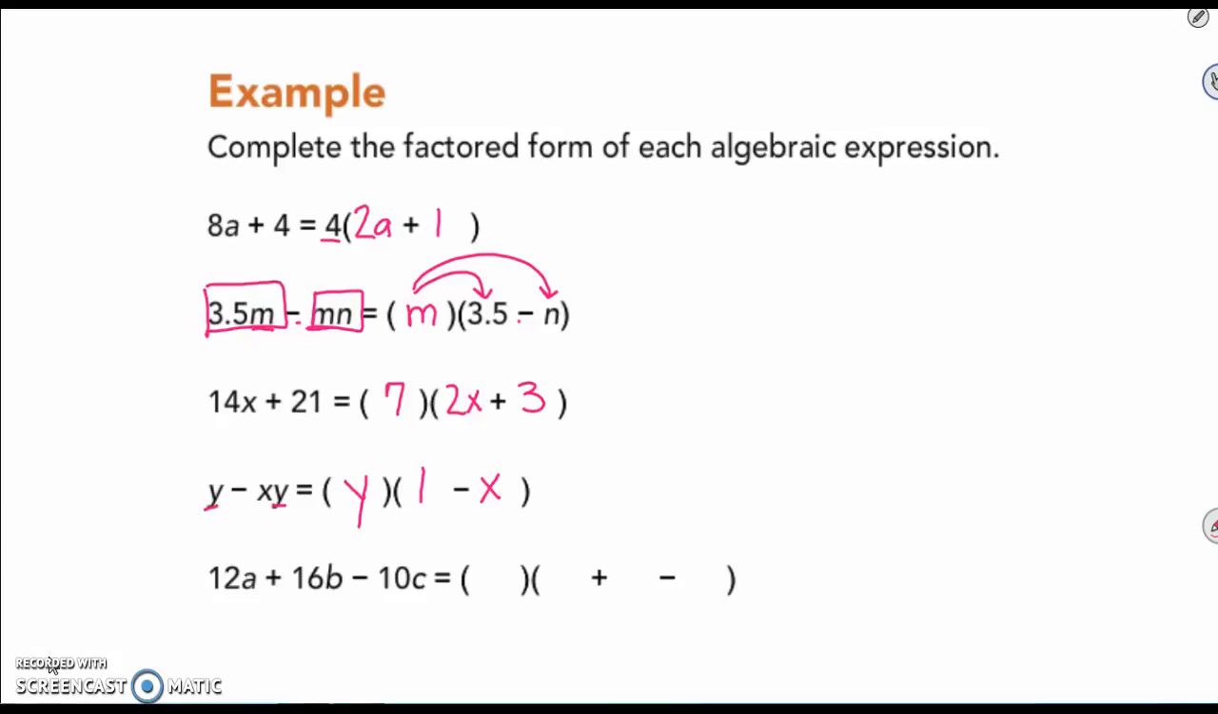The final problem, we're distributing with 3 different factors. So we have to find the greatest common factor of 12, 16, and 10. I know that my variables aren't the same because they're a, b, and c. The greatest common factor of 12, 16, and 10 is going to be 2. 2 times 6a equals 12a plus 2 times 8b equals 16b minus 2 times 5c equals 10c.